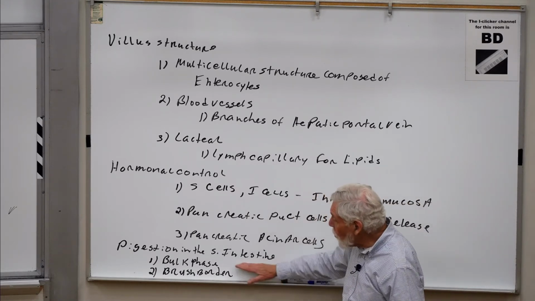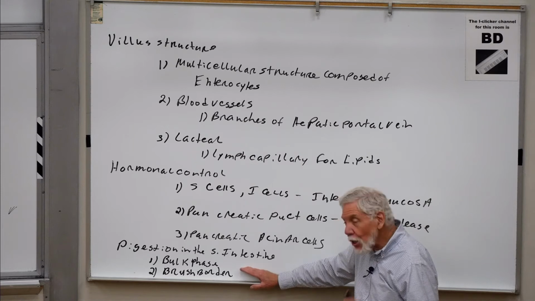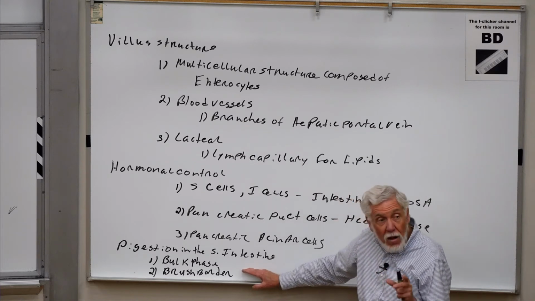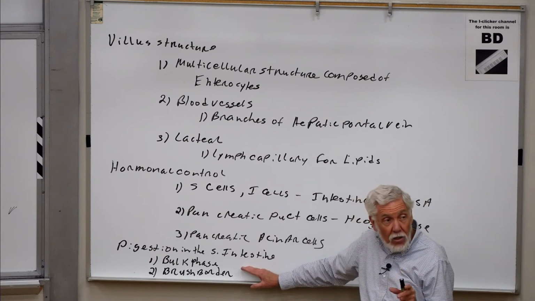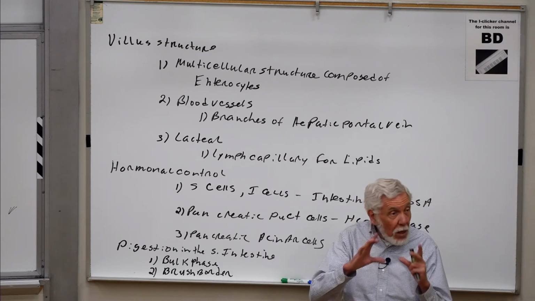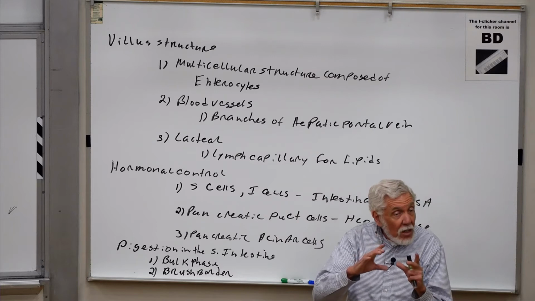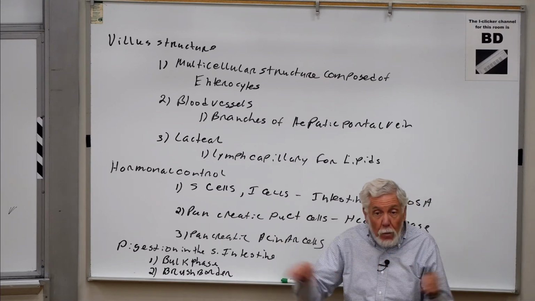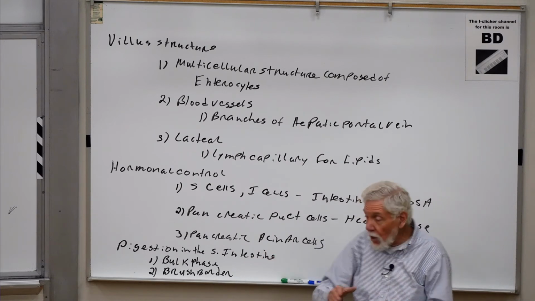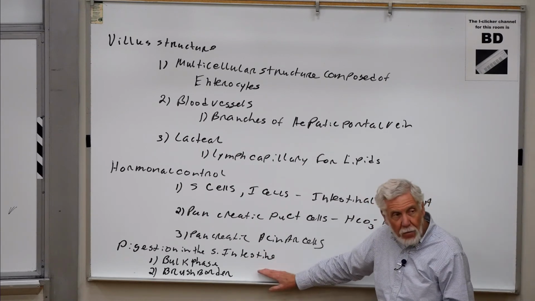Then, if there's time, we'll spend a little bit of time discussing two major phases of digestion in the small intestine. One of them will be the bulk phase. The bulk phase is going to be in the middle of the tube, where the peristaltic action of the smooth muscle is going to be squishing fluid back and forth and back and forth. It's like a washing machine in there.